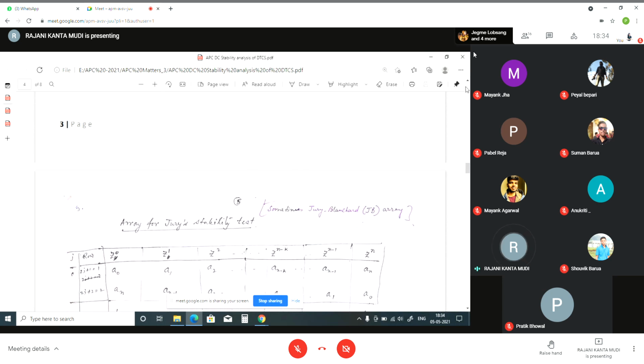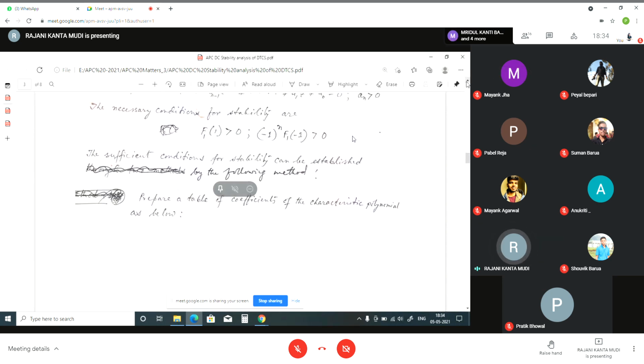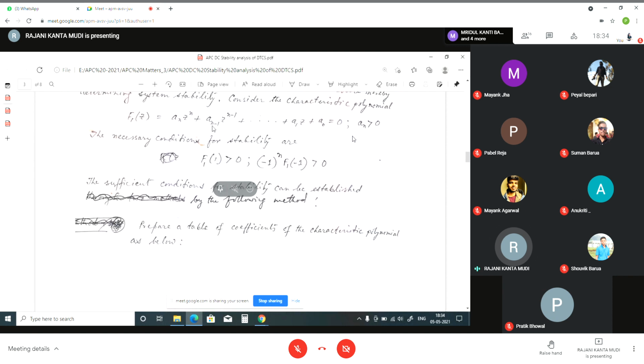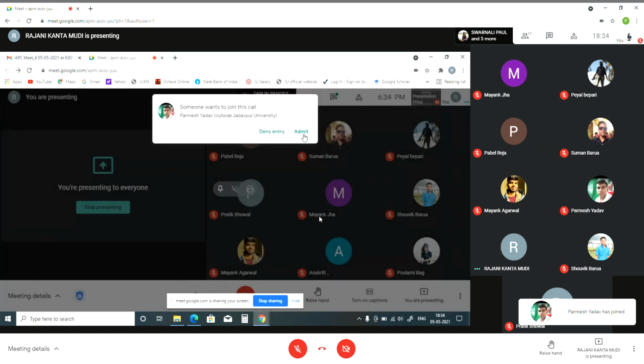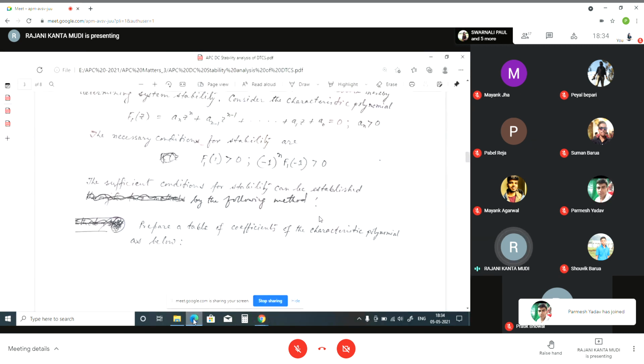So you see that this is the characteristics equation: a n z to the power n, a n minus 1, like this. Okay. So how will we form the Jury's array?